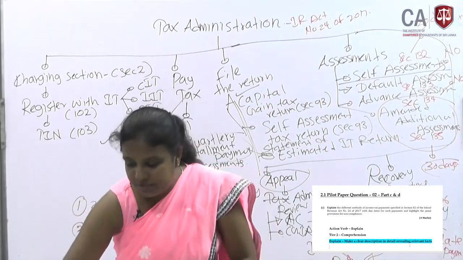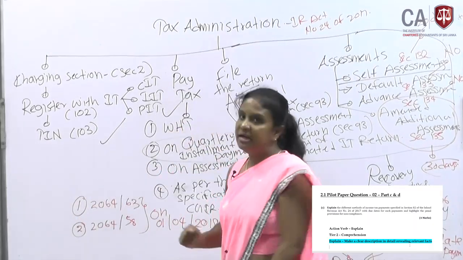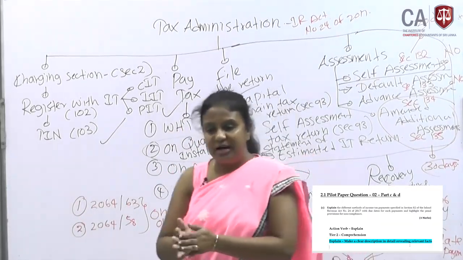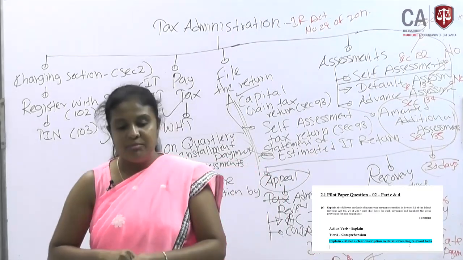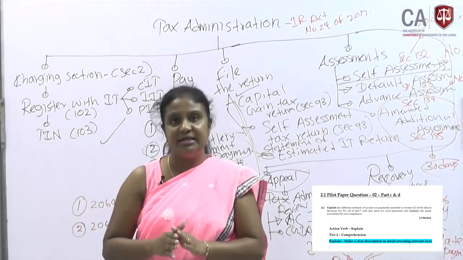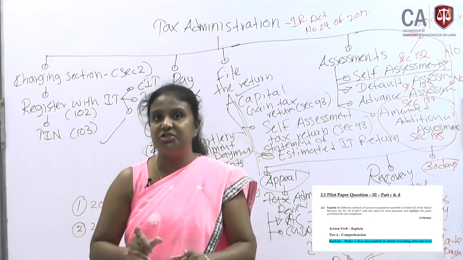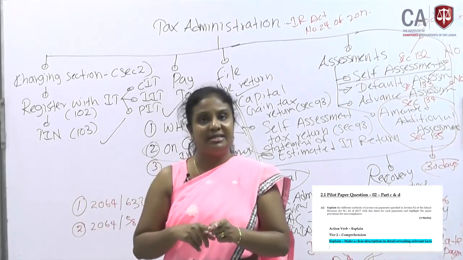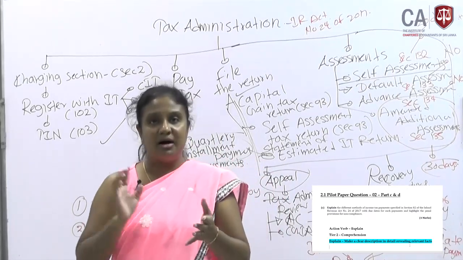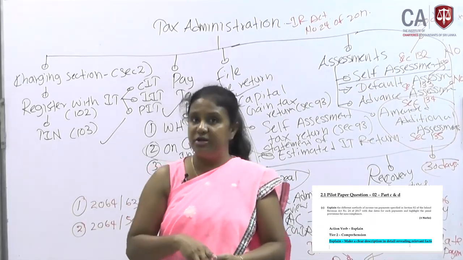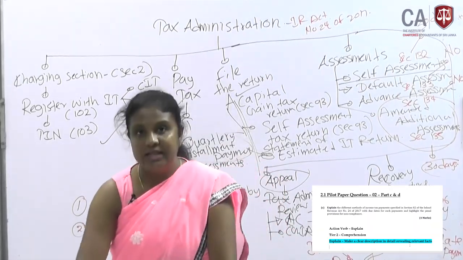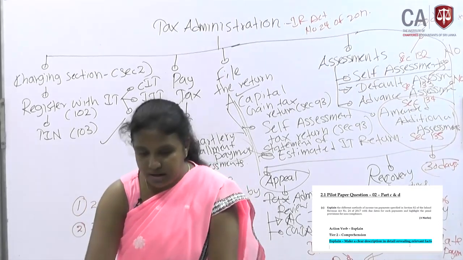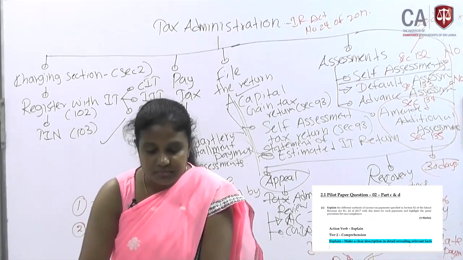Okay, now with this ground level of understanding, we will go for the pilot paper question. Firstly, question 2, parts C and D. The main topic of question 2 is value added tax. In the value added tax question, we have done parts A and B. Now we are going to do parts C and D. It's for 4 marks. What's the question?